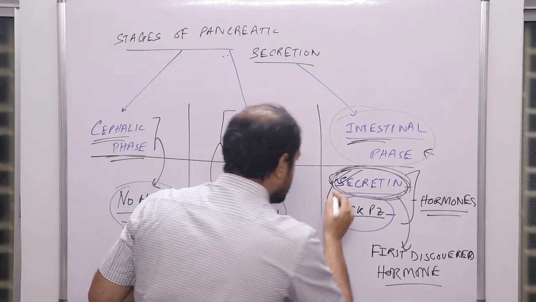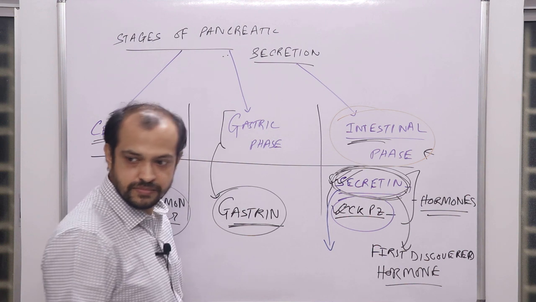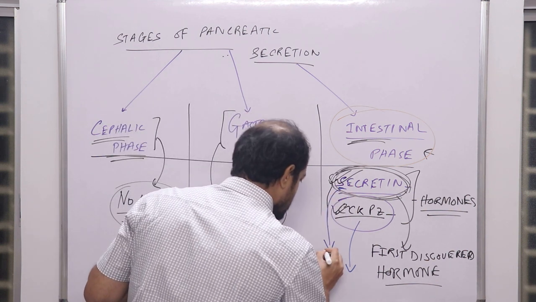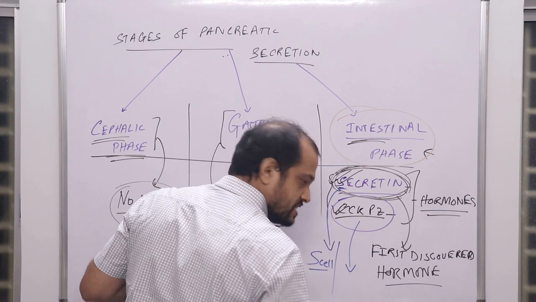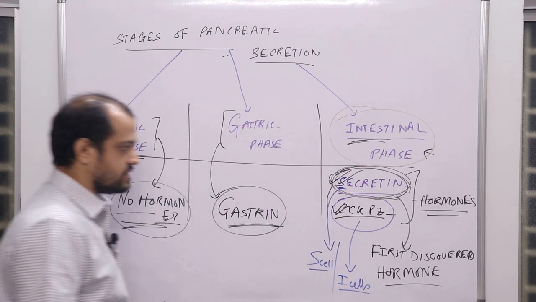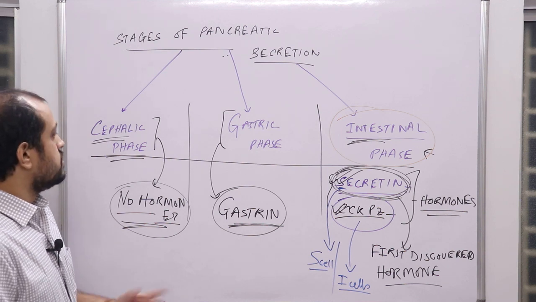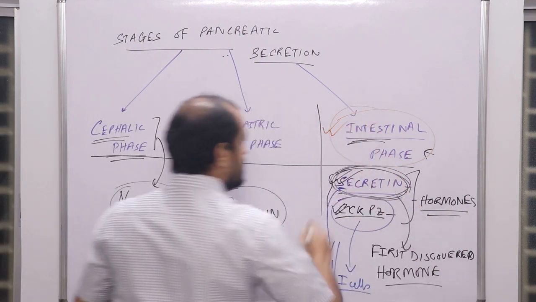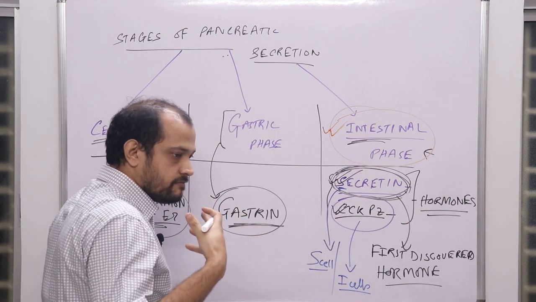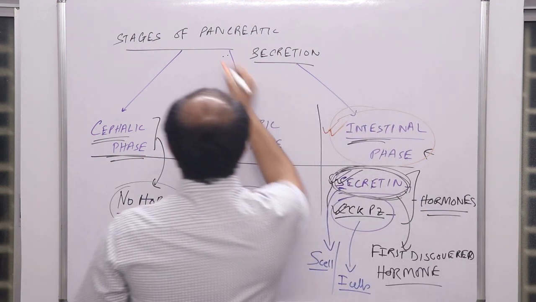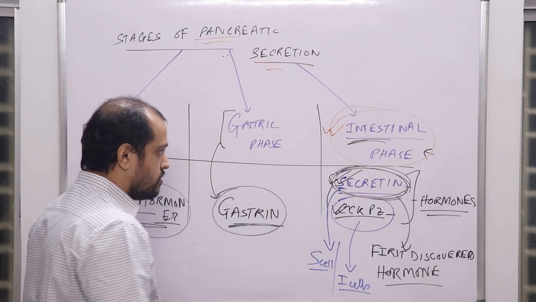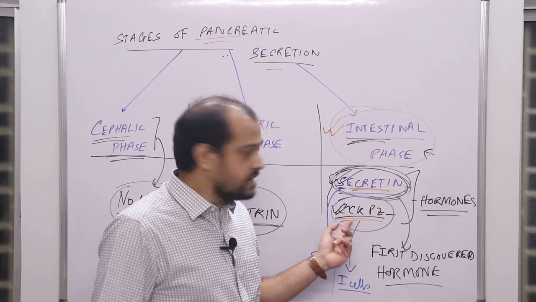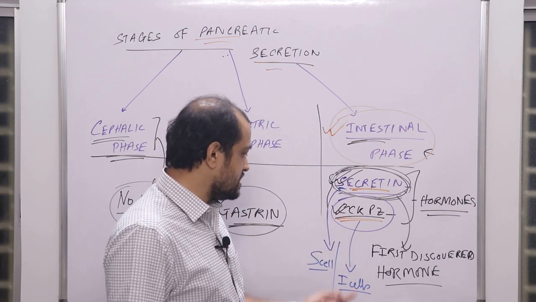Again, fun fact. Secretin is secreted by which cell? Secretin starts with S, so it is secreted by S cells, and CCK-PZ is secreted by I cells. That's the very basic thing you need to understand. So what are the takeaways in this small review? We will be talking about details, don't worry. The most important secretory events during pancreatic secretion occur during the intestinal phase. Two hormones regulate the intestinal phase, secretin and CCK-PZ. Secretin is secreted by S cells and CCK-PZ by I cells.